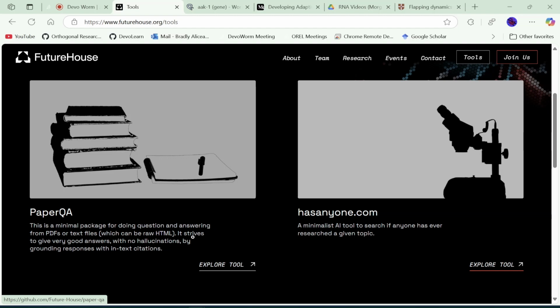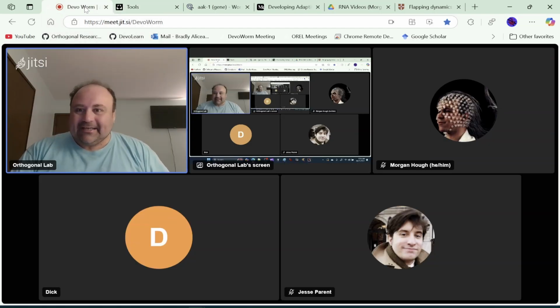But yeah, and then Hassani one, which is hassani1.com, a minimalist AI tool to search if anyone has ever researched a given topic, which is within the bounds of the published literature, but trying to find holes in the literature, basically. So this is an area where, again, it's going to depend on what it's trained on, but the tool itself is actually a nice sort of summary.